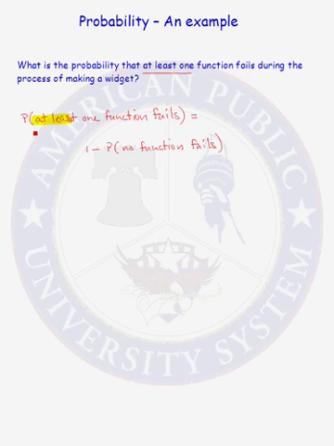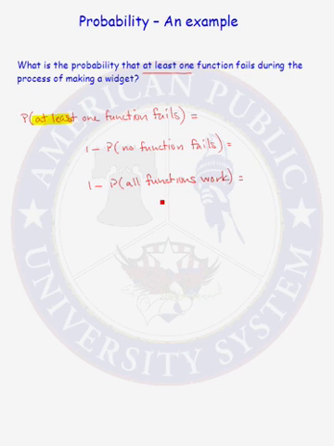We know that the probability of an event equals 1 minus the probability of its complement. What is the complement of at least one function fails? The complement of that is that no function fails. What does no functions fail mean? This is the same as 1 minus the probability that all functions work.